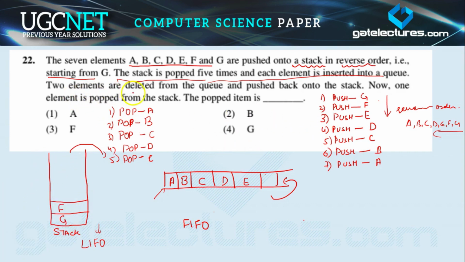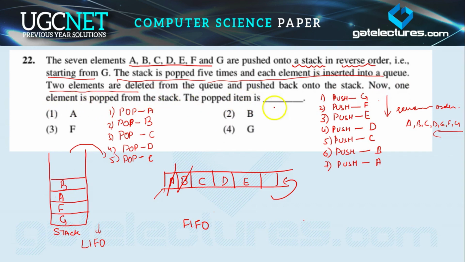Now 2 elements are deleted from the queue. You know from where we are going to delete? From here, first in first out. So first A comes out and is pushed back into the stack. Now again, we delete B also, and B is pushed back into the stack. Now 1 element is popped from the stack.